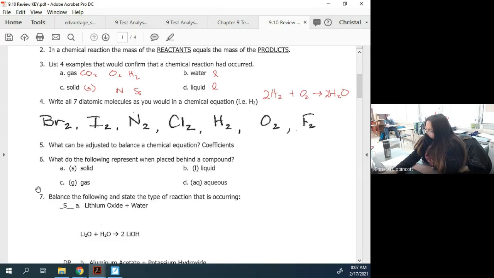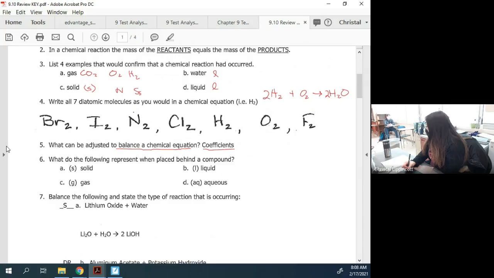So what can be adjusted to balance a chemical equation? This is a chemical equation. We use coefficients for that. Now, I could have another one here that says, what can be adjusted to balance charge in a formula? What do we use to balance charge in a formula? Subscripts. Very good. So if I wanted to write another question here, what can be adjusted to balance charge in a formula? My answer would be subscripts.